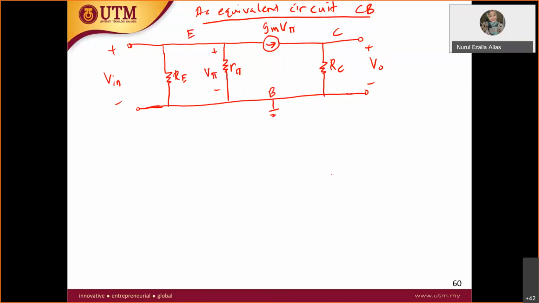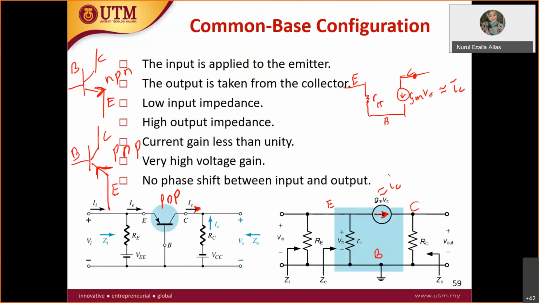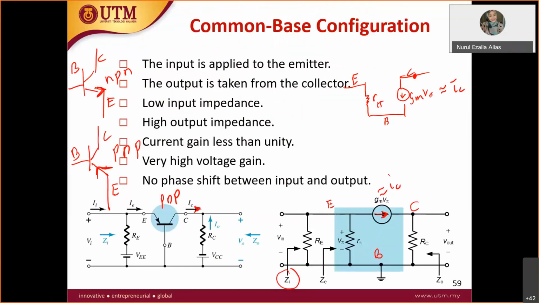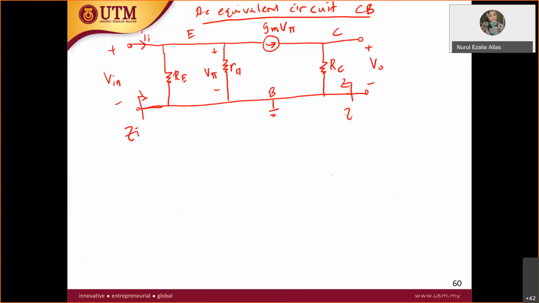So you have here I in. This is the circuit. You have Z in from RE, so this is your Z in. And then Z out is from RC, so this is your Z out. This is your base, so this is the base node. This is the emitter node. Okay, that's it.